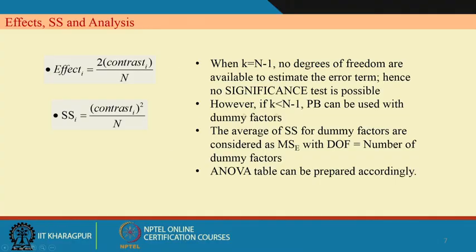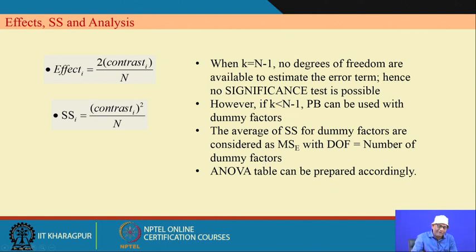errors, provided the second and higher order interactions are negligible. So, under such a situation, how is the Plackett-Burman design used? Plackett-Burman design is used with dummy factors. Okay. Then what do you do? I will give you one example later on.